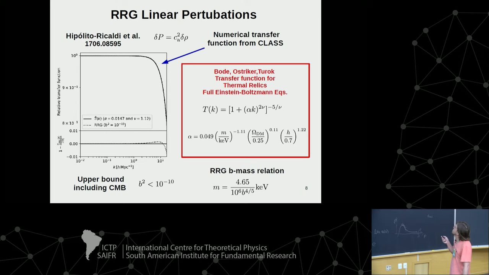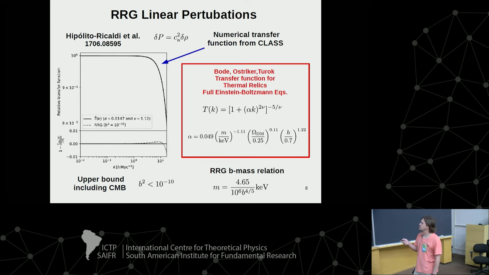The other transfer function that they are comparing here is the Bode-Ostriker-Turok transfer function, which is interesting. It's a fit for thermal relics using full Einstein-Boltzmann equations, okay? You have two parameters here. Usually you can set this value for thermal relics. Alpha is related to the mass and other cosmological parameters. People use that quite a lot to study warm dark matter. And when you get the transfer function of RRG, your error is below 1% until k of 10. Of course, you have to choose some parameter. Here it is B squared 10 to minus 15.